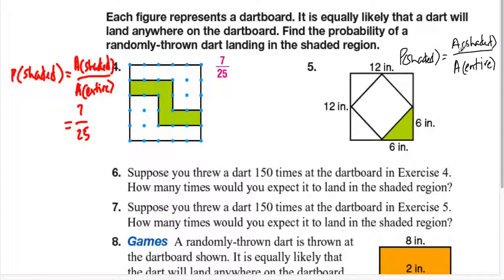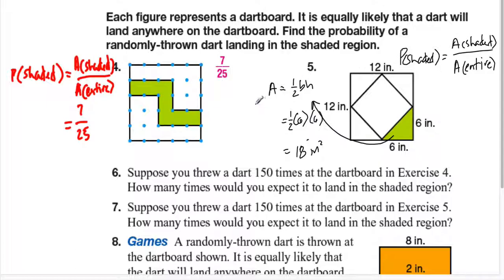Okay, so the area of the shaded region, if you notice, this is a triangle. So the area of a triangle formula is 1/2 base times height. In this case, my base will be 6, my height will be 6, so it's 1/2 times 6 times 6, or simply 18, because 1/2 times 6 is 3, 3 times 6 is 18. So this will be 18 square inches. That's the area of my shaded region.